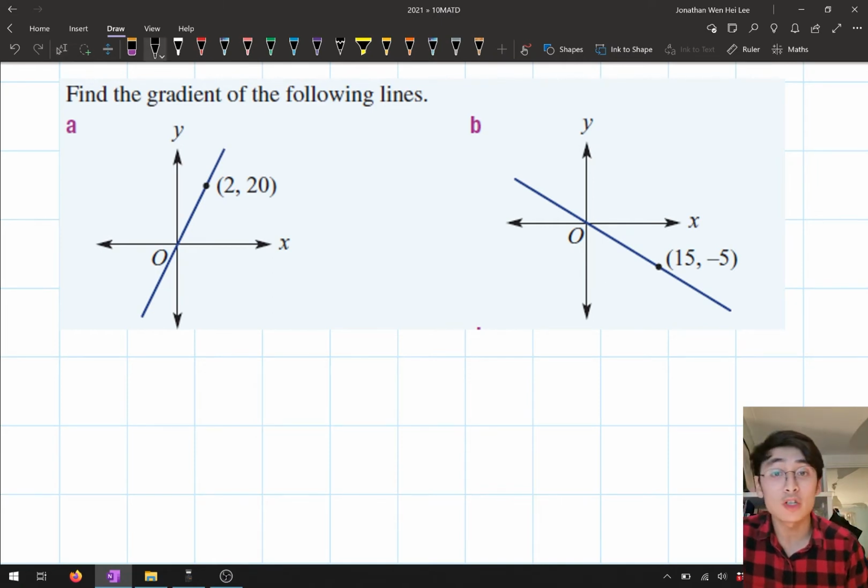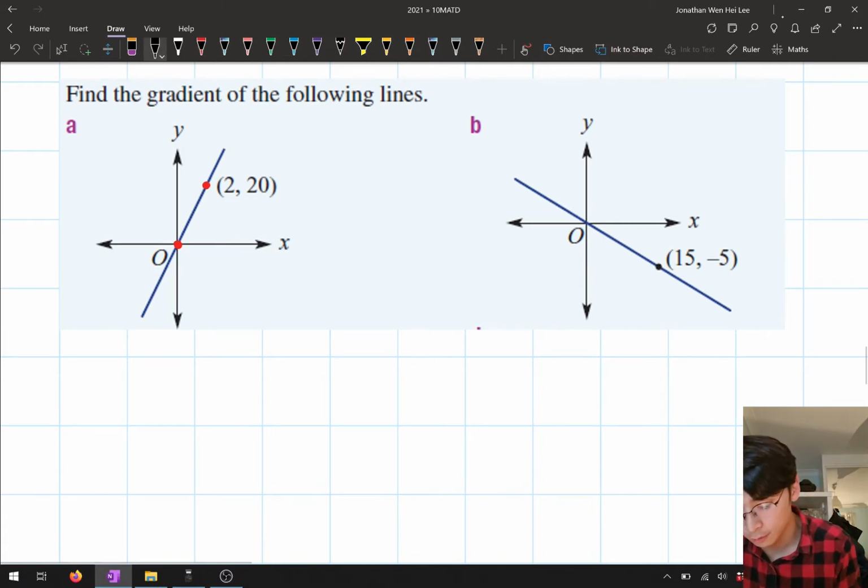Now, when we're trying to find the gradient, we need 2 points. In this diagram, we only get 1 point given to me, which is this point here at (2, 20). But if you have a look, there's actually another point that's hidden at the origin, O. And so here, when I'm trying to find the rise over run, we're just going to look at how many units I have to go from my origin to my point over here.